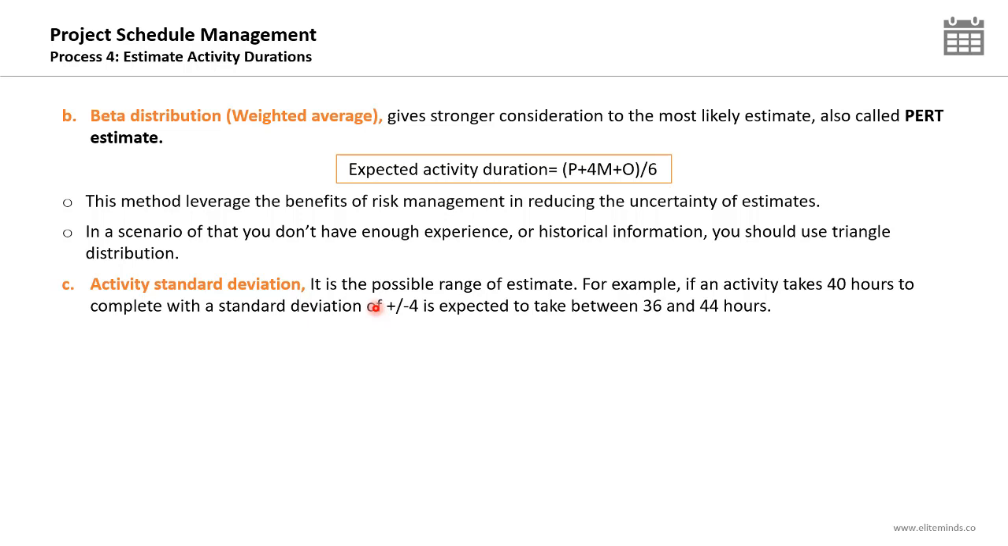deviation. How to determine the range of the estimate? Sometimes you hear that this activity might take from 12 to 14 days. So how to determine this plus minus range? It is the possible range of estimate. This is the standard deviation.